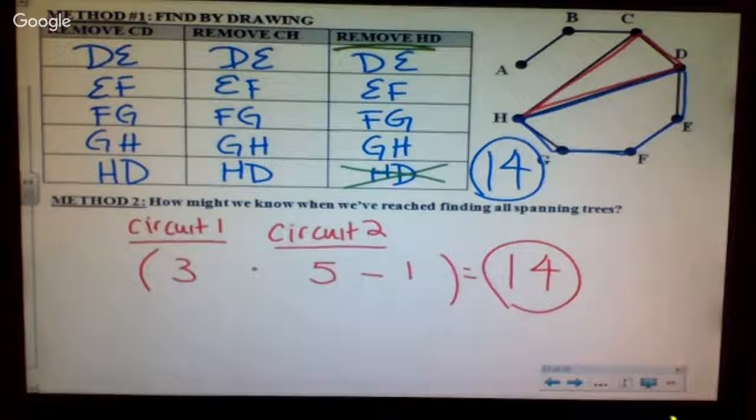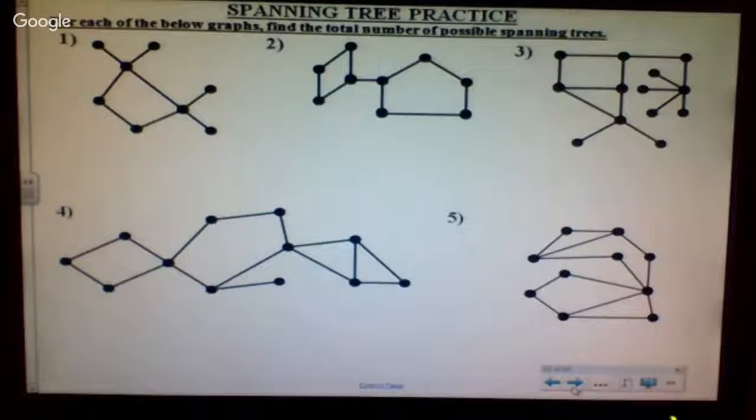That's only if they share a line in common. So if they don't share one, just take how many edges in the first circuit times how many edges in the second, how many edges in the third, if there's 3 of them, and just multiply them together. This only happens when they share an edge. So let's use this to practice.